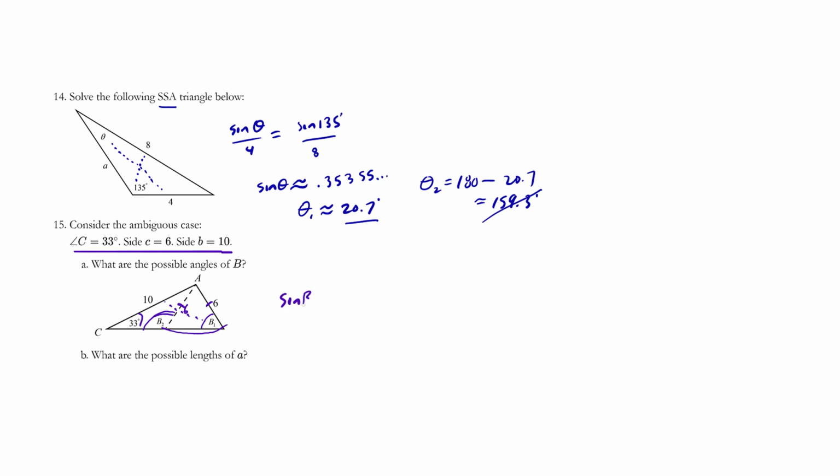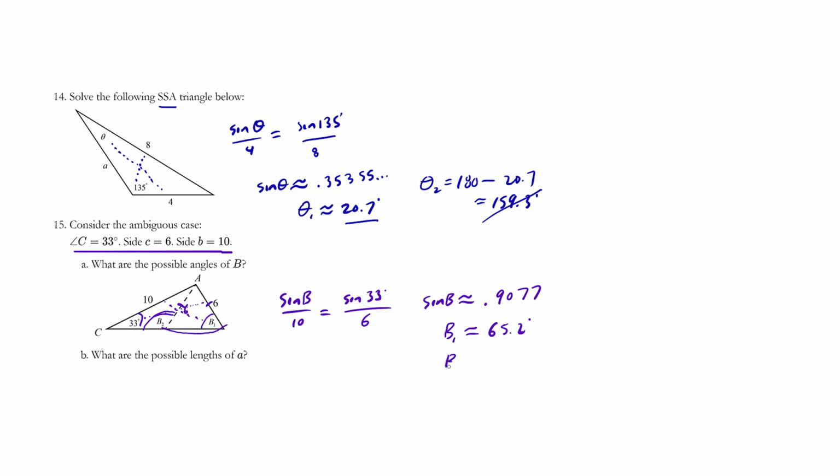We'll say sine B over 10 is equal to, and play catch with 33 degrees and 6, sine 33 degrees over 6. Multiply both sides by 10. We have sine B approximately 0.9077. Hit the sine inverse button and we get a possible angle for B, which is 65.2 degrees.